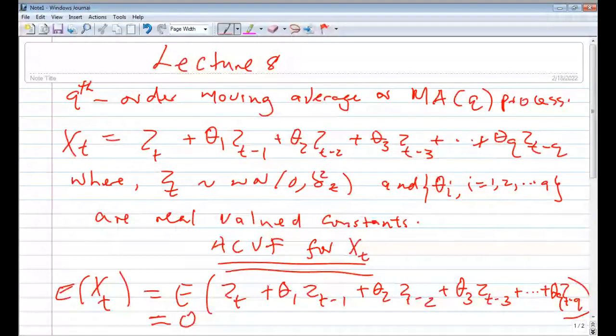So after calculating the expected value of XT, we have to go to gamma zero, or sometimes we call it the variance of XT, which is the autocovariance function at lag 0, which is defined by the variance of XT. Okay, are you still writing? Just want to go to the next page.